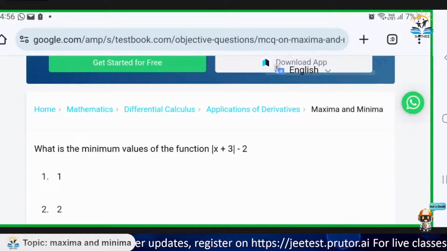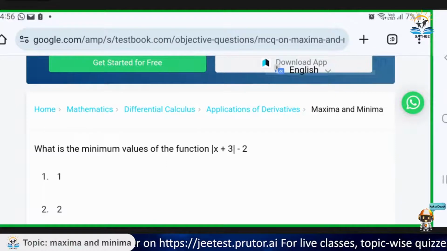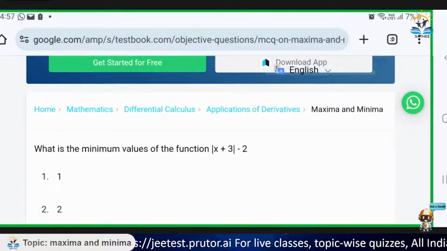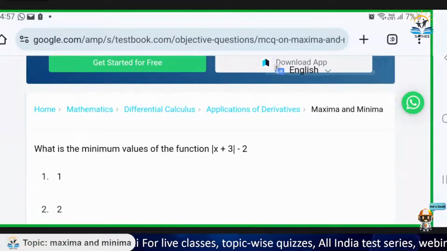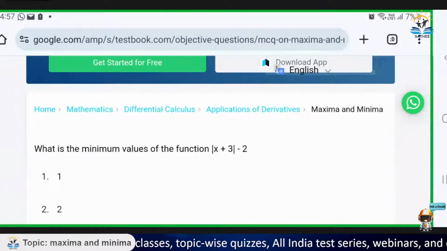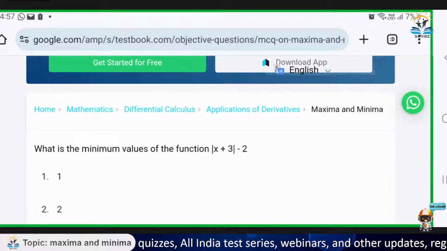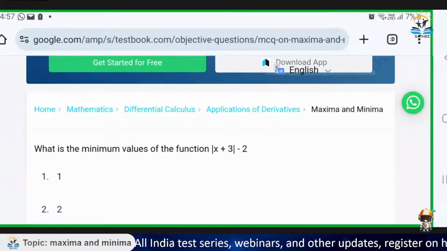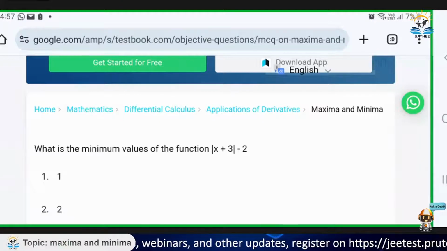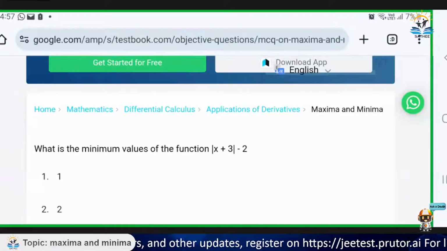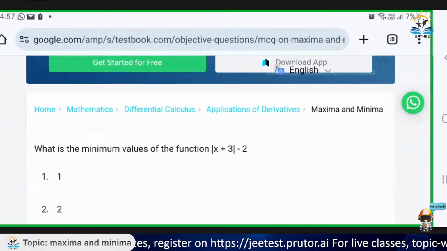So it asks us what is the minimum value of the function mod of x plus 3 minus 2. Since it has not asked us the maximum value, basically it cannot ask us the maximum value because for this function the maximum value can be infinity. Since it is asking the minimum value of the function, there are two terms: a mod term and a negative term, that is minus 2. We know that the mod term would always be positive. So to make this function minimal, we can make the value of the mod as least as possible, and keep the value minus 2 as it is.